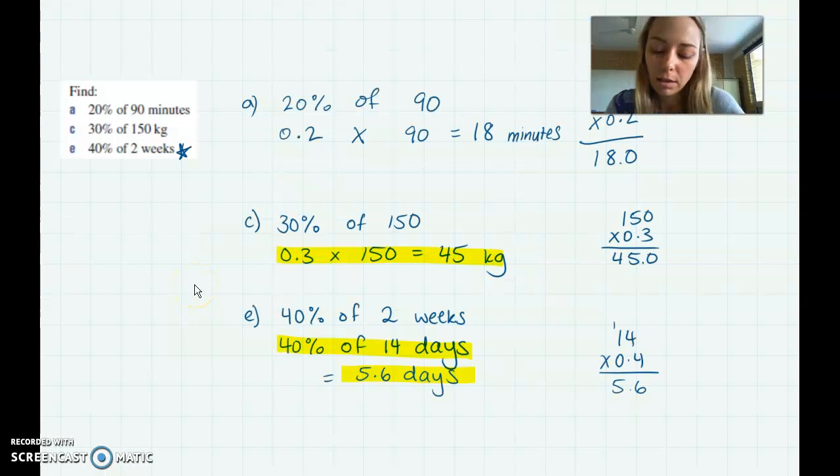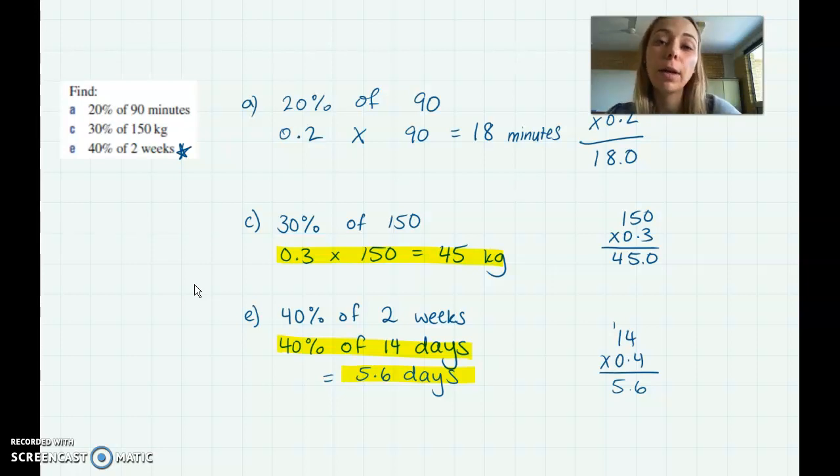Okay, so for C, you should have changed 30% to 0.3, of changes to times, and 150 stays the same. So you would get 45 kilos is the equivalent of 30% of 150 kilos. And E, I've put a star next to E because I would probably classify that as a complex familiar question. You need to convert 2 weeks into days, or else this question doesn't really make a lot of sense. So you would change 2 weeks into 14 days, and that means 40% of 2 weeks would equal 5.6 days. And I've shown my calculations there.